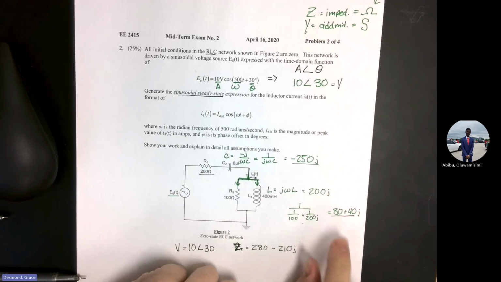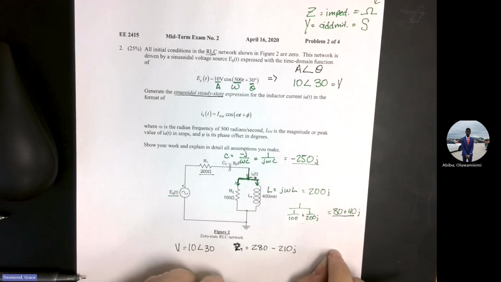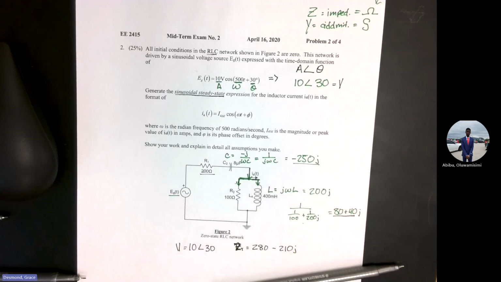Did you get a different value? Yeah, 200 divided by 8 plus 3j. So I think the difference is where you put the j. Can you show us how you did it? Apparently my calculator is giving a different result. I got 200 over that.